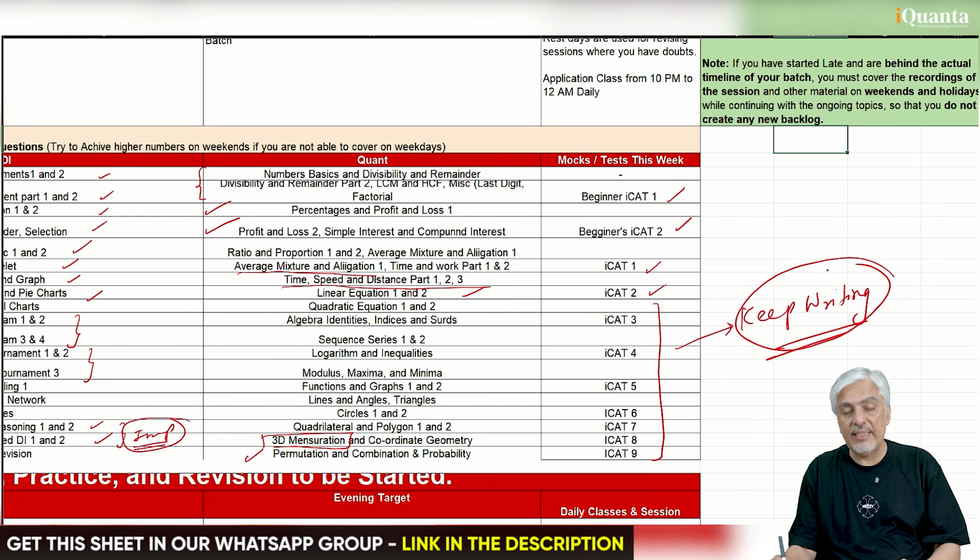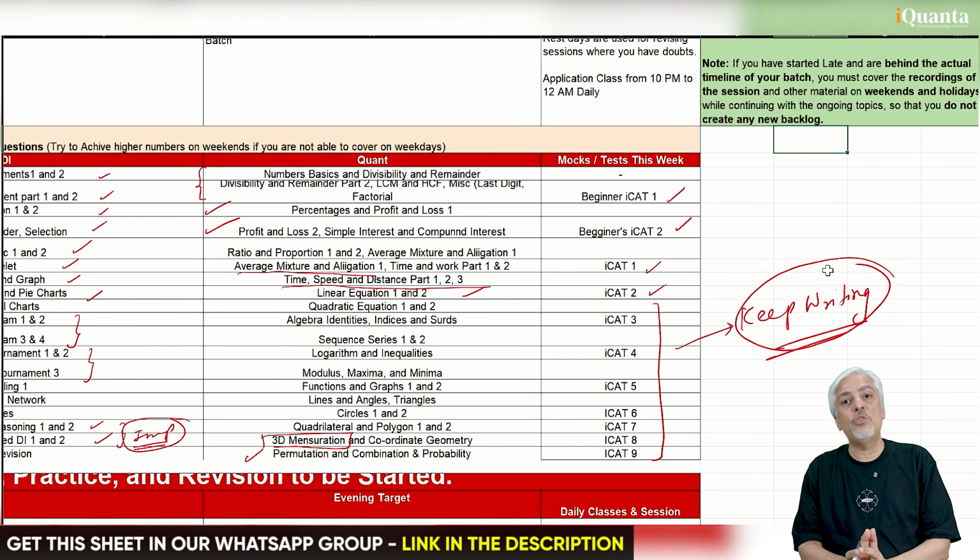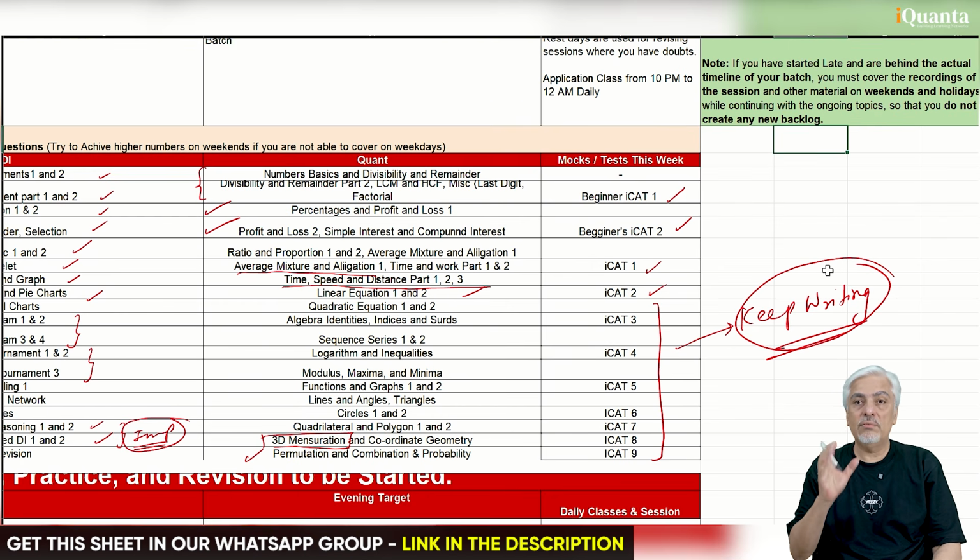Because when you keep writing them, your focus is there. So whatever time you need to write the mocks and all that, decide a particular time at which you are comfortable writing the mock. It's early morning, late evening, whatever suits you. But try and keep one standard time of writing a mock. Sit for that 2 hours consistently and so on.